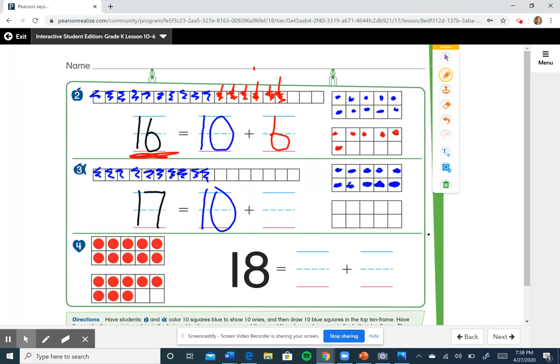So here we have 10, and are we going to start counting 1, 2, 3, or 10, 11, 12? Good, we're going to start at 11. So we have our 10, 11, 12, 13, 14, 15, 16, 17. Good. Now am I going to write 17 here? No, because that's not how many reds we have. That's how many we have all together.